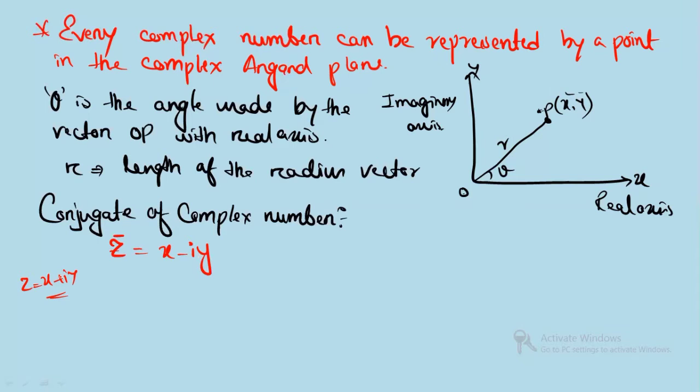You have to remember that the conjugate represents the reflection of the complex number about the real axis. If you extend this figure, this side we already know is positive, then this will be negative. If you take the reflection of this point at this position, you will get P bar, that means you will get z bar, that means you will get x minus iy. So the complex conjugate is nothing but the reflection of the number about the real axis.